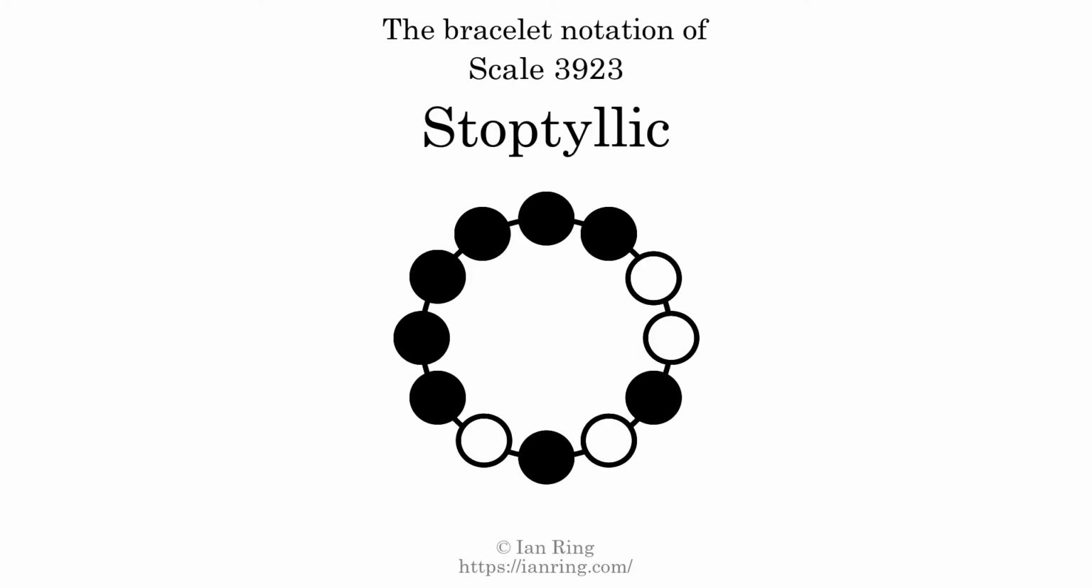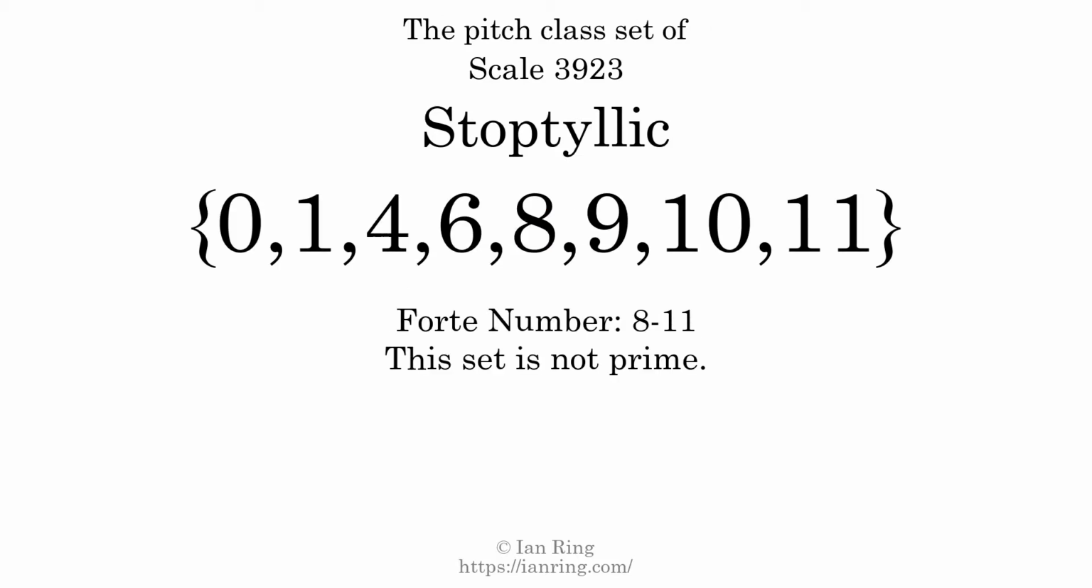This is a bracelet notation diagram of scale 3923. The shaded circles represent tones that appear in the scale, and they are read clockwise, starting at the top. The pitch class set for this scale is 0, 1, 4, 6, 8, 9, 10, 11. The forte class is 8-11. This set is not prime.